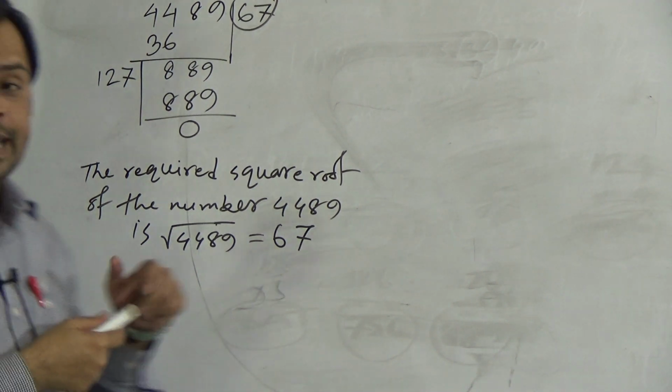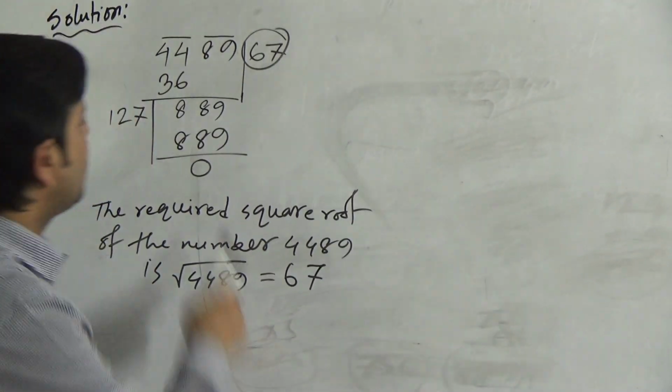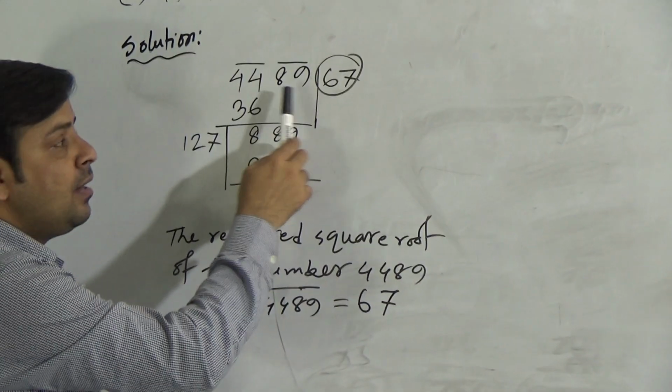Okay dear students, again I am repeating the rule. First rule is, at first we have to take each pair from right to left.